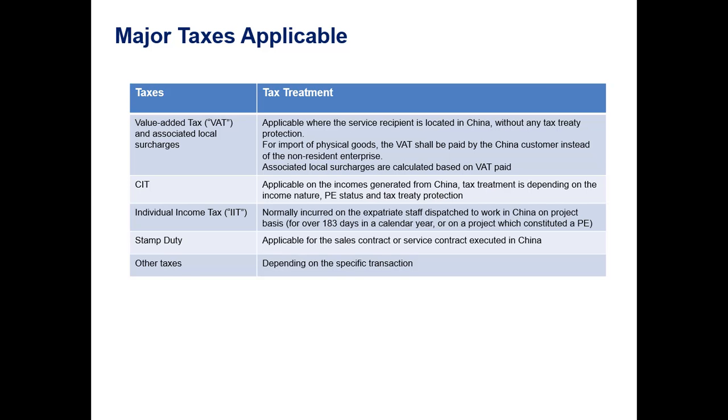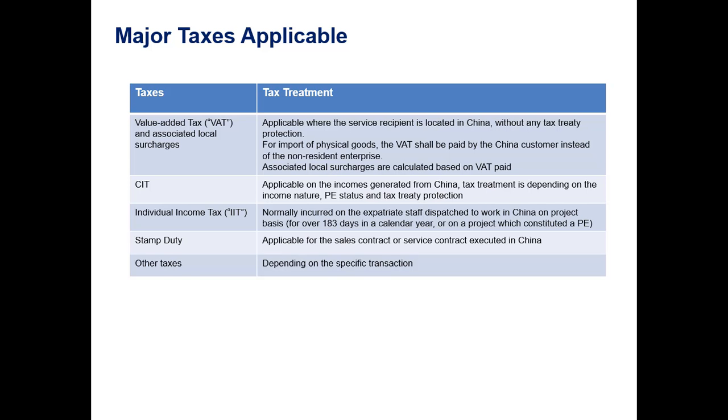And for import of physical goods, the VAT shall be paid by the Chinese buyer, instead of the non-resident enterprise. So if you are selling goods to buyers located in China, you don't need to worry about the VAT. For VAT, there is no tax treaty protection, and there are some local surcharges, such as the city construction tax, the local educational surcharge, and something else. It varies from location to location. Such surcharges will be levied on the VAT amount paid. So you should know, apart from CIT, there are some VAT implications in China.